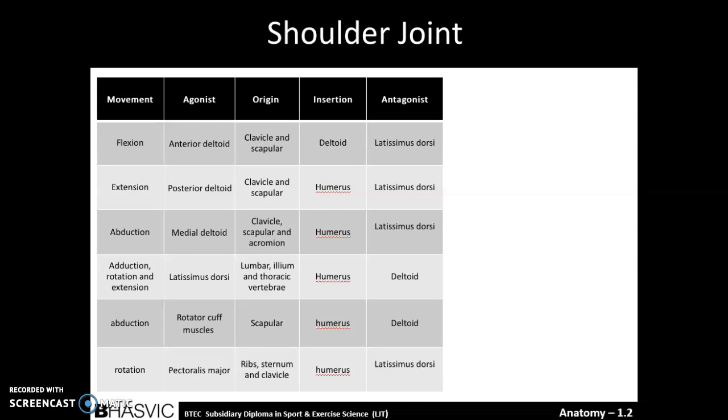When the agonist is the rotator cuff muscles and the antagonist is the deltoid, the movement is abduction, which happens in the origin scapula. The insertion is the humerus. When the agonist is the pectoralis major and the antagonist is the latissimus dorsi, the movement is rotation, which happens in the origin, ribs, sternum, and clavicle, and the insertions in the humerus.